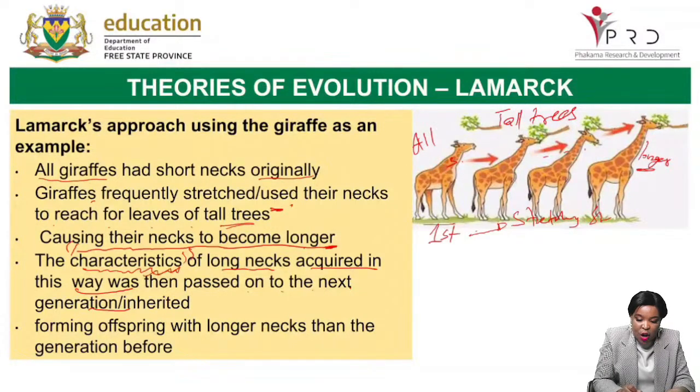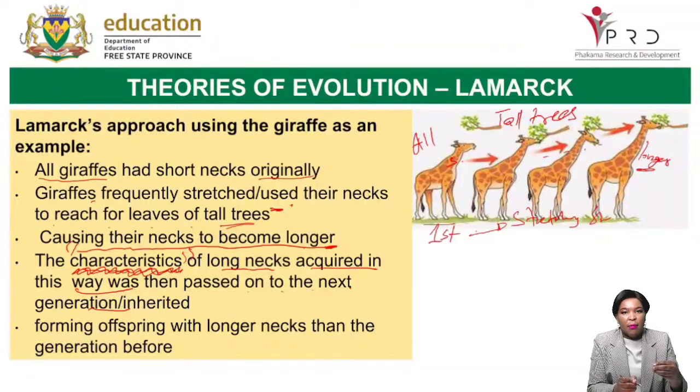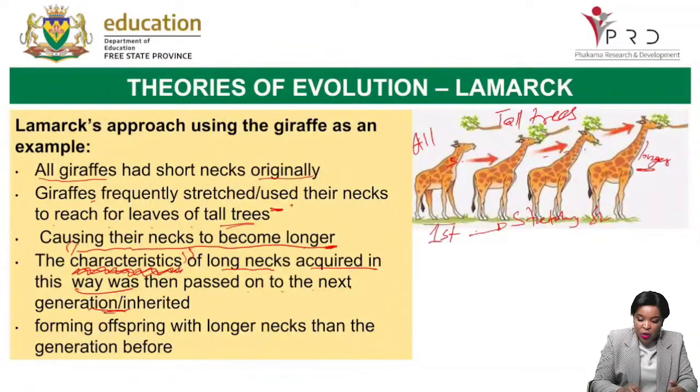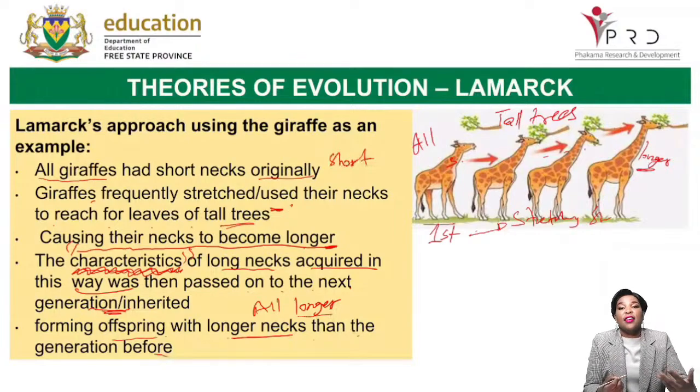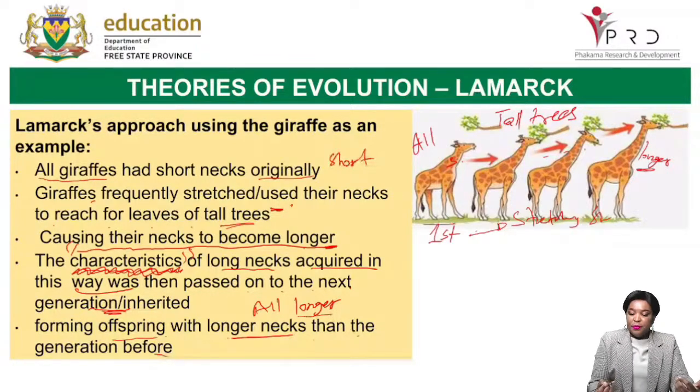Characteristic. We are not talking about an allele because he is not talking about genetics. He is talking about the physical trait or the phenotype, the characteristic that is outside that you can see. So it can be passed on, or inherited by the next generation, forming offspring with longer necks. Now you have all with longer necks. They started with short, but now all of them have longer necks than the generation before. So according to him, this is how the long necks of giraffes evolved.